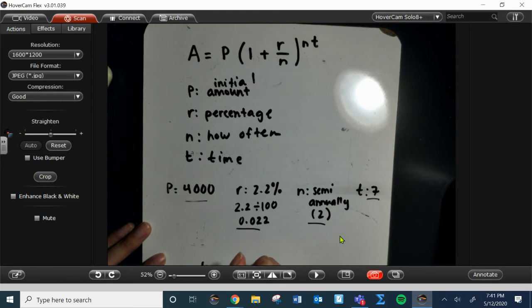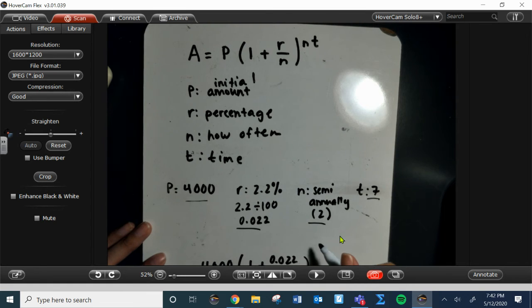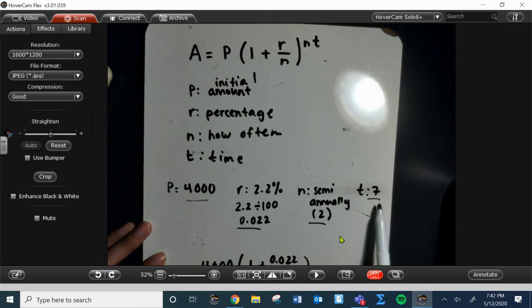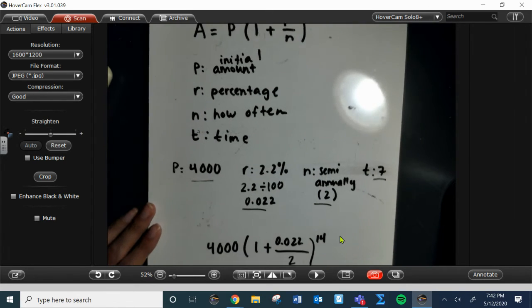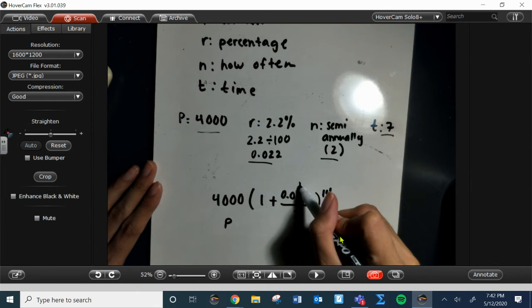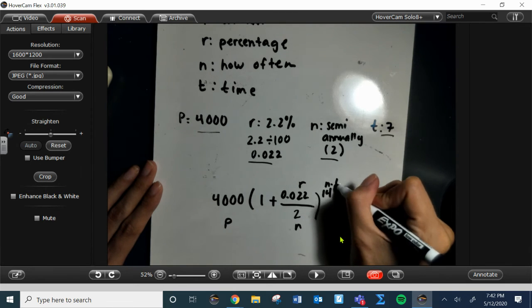So we're going to have 4,000, 1 plus our 0.022 divided by 2, and then NT just means you multiply these 2 things together. So 7 times 2, that's to the power of 14. Whoops, sorry, you couldn't see that. So again, this is P, this is R, this is N, and this is N times T.